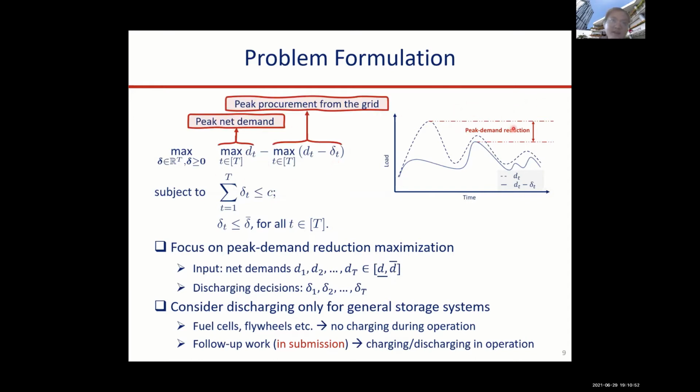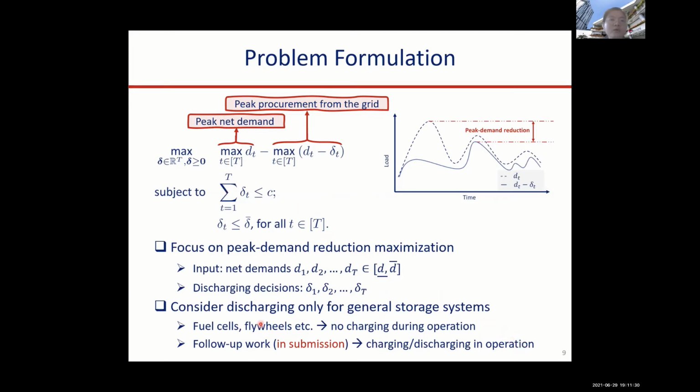The peak demand reduction is the difference between the peak net demand and the peak procurement from the grid after using the energy storage. That means the peak demand reduction directly captures the benefits of using energy storage. In this problem, we only consider discharging of the energy storage because we consider general storage systems, and fuel cells and flywheels do not allow charging in operation. We also have a follow-up work which considers both charging and discharging in operation.